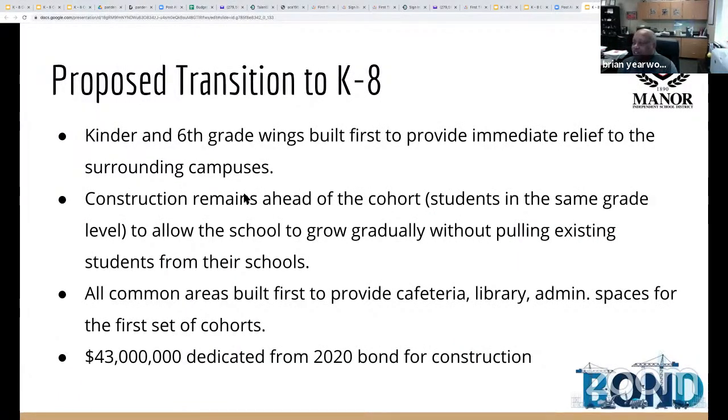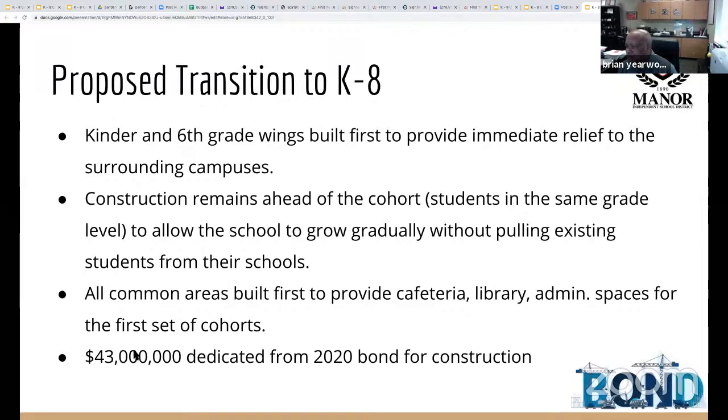So our proposal, what are we looking at? We're proposing a K-8 campus where we'll be looking at a build out where we'll start with kindergarten and sixth grade wings being built first to provide immediate relief to our surrounding campuses. We'll also be building ahead of the cohort. So once we build these, then we'll be looking at adding the different wings on. As we grow gradually, we'll be pulling students in from their existing schools. We will also provide our common areas being built first to provide the cafeteria, library, and administrative spaces for the first set of cohorts of our scholars.